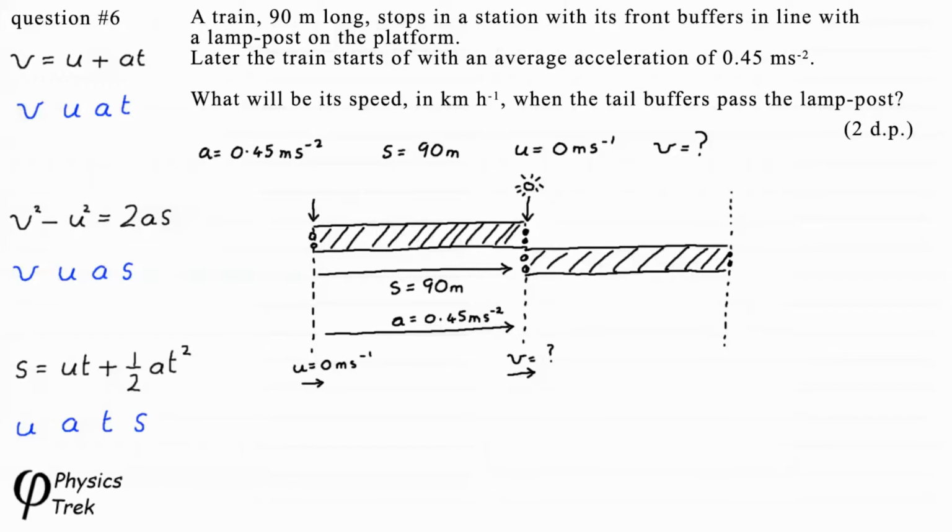We need v, have a, s and u, so the obvious choice is v squared minus u squared equals 2as. But we need to make v the subject of the equation. First we take u squared over to the right and change its sign, leaving v squared on the left on its own. Then we simply take the square root of each side, so v is equal to the square root of 2as plus u squared.